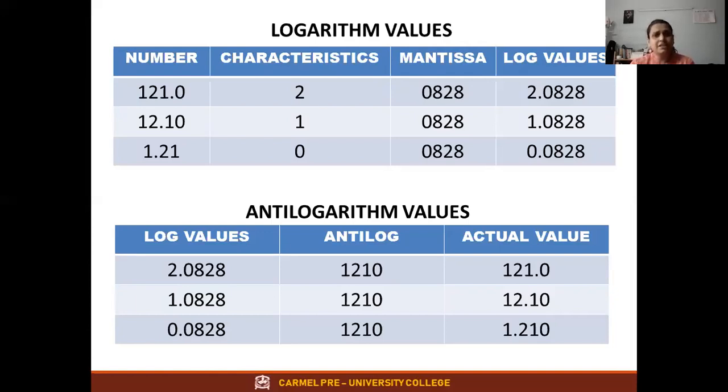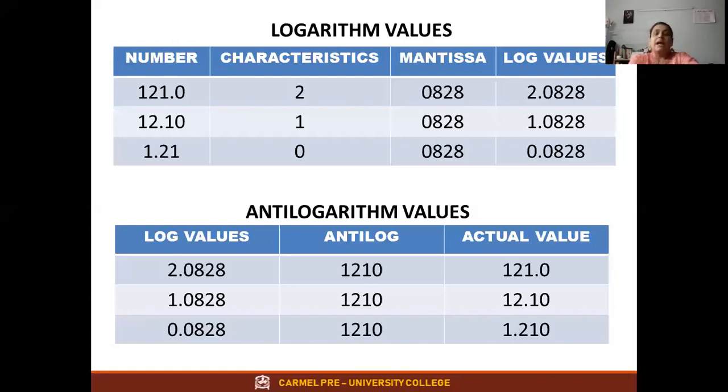What differs is only the characteristic. For 121, since there were 3 digits, it is 2.0828. For 12.1, since there were 2 digits, it is 1.0828. For 1.21, since there is only 1 digit before the decimal point, it is 0.0828. Observe, the Mantissa has not changed. This is how you find log values.